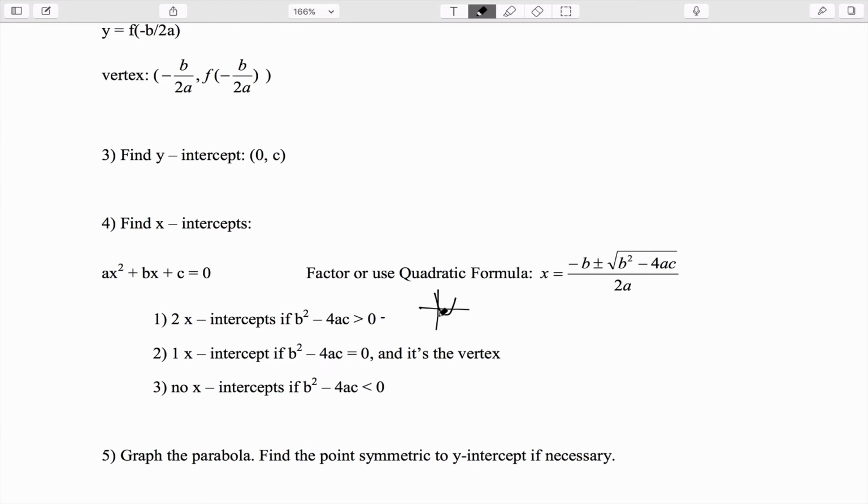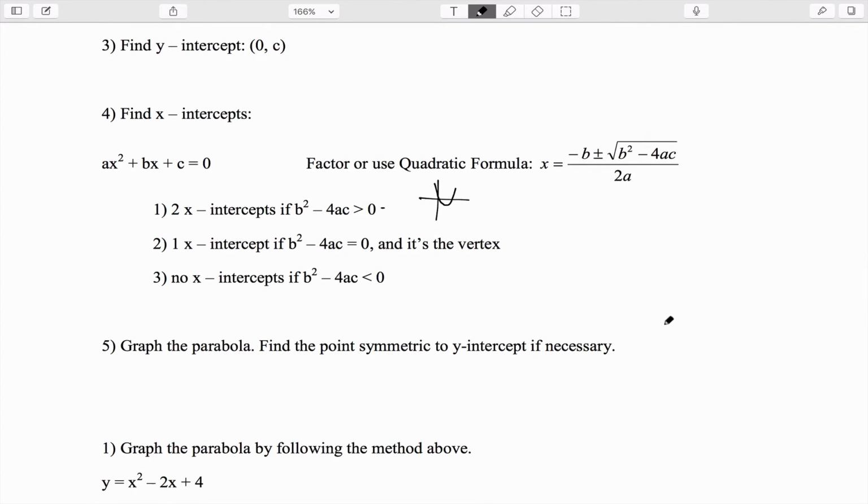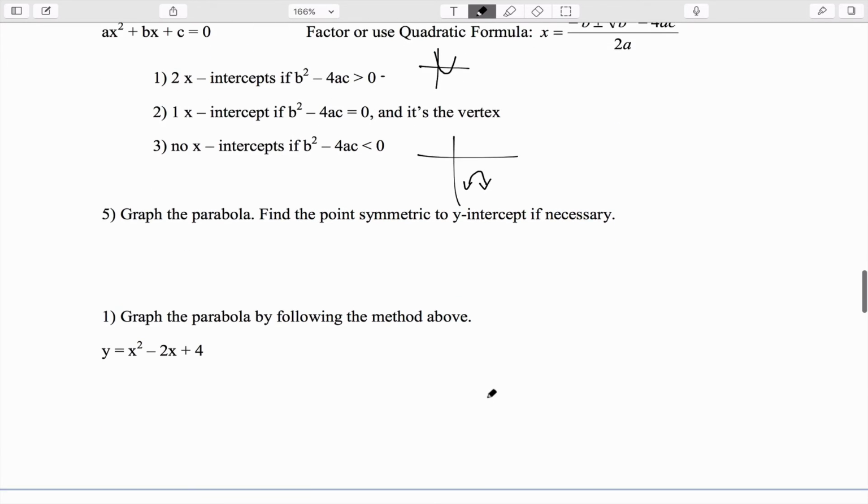If it's 0, well, notice the square root of 0 is 0, so you're just going to be left with a vertex. So the vertex would be sitting right on the x-axis. And if it's negative, as we know, we're going to get complex numbers, but not real numbers. So it's not going to cross the x-axis. So here's a quick example of it. Let's say it's facing down and it's going downwards and it never crosses the x-axis. And again, you can find the symmetric point if you need to.